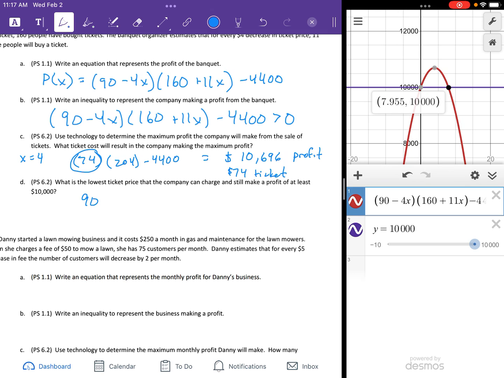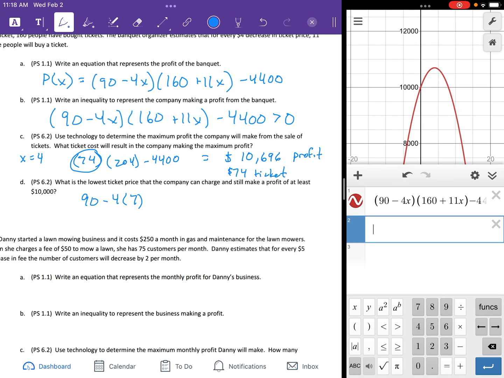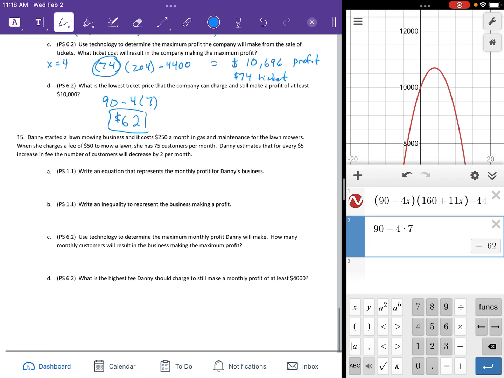So if we put 90 minus 4 times 7, I'll put it in here. 90 minus 4 times 7 gives us $62. Okay, there you go. Last one.